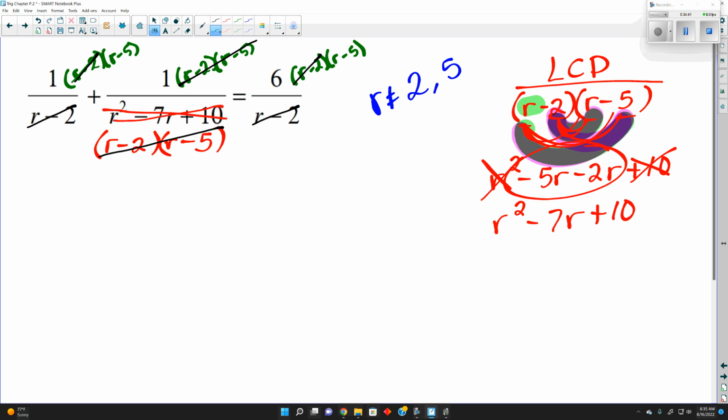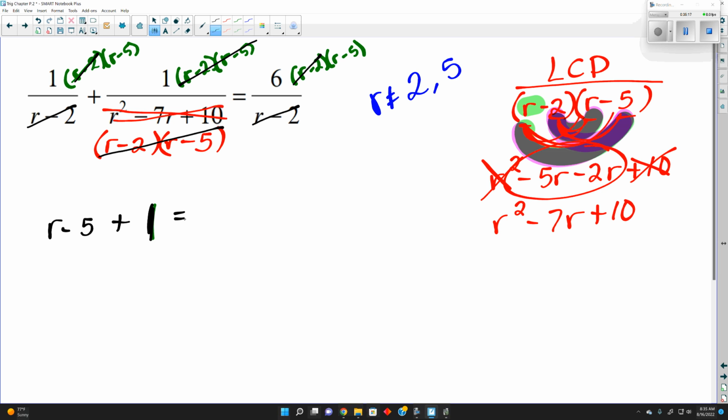Because when we rewrite this in the first expression, we're left with r minus 5 plus 1. Because what we multiplied, the r minus 2 and r minus 5, canceled out with the entire denominator, and the only thing left in the numerator worked out to be 1. Make that look like a 1 and not 11. Equals, well, we have 6 times r minus 5, yes?